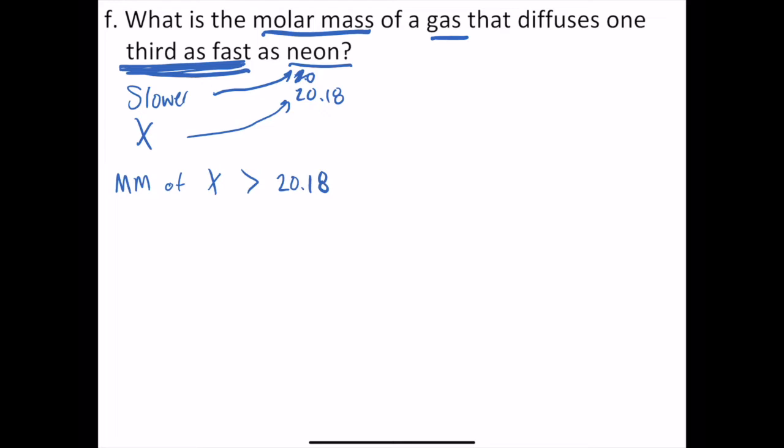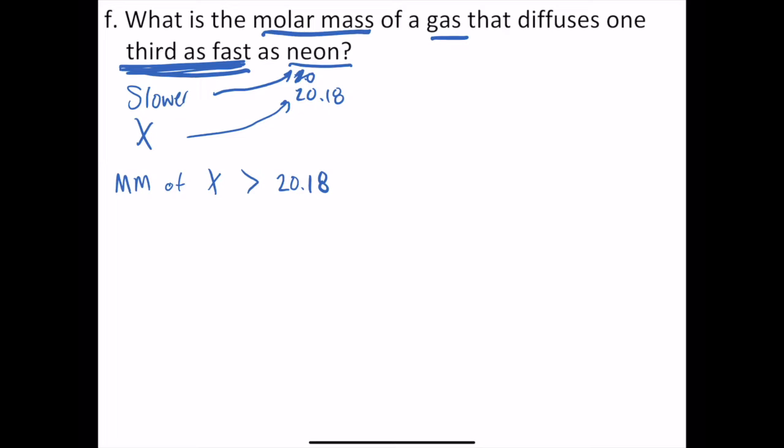Why? We know that it'll move slower if the molar mass is bigger. And 1/3 as fast means that it's slower. If it was 3 times faster, then that would be a smaller molecule. Okay, what is the molar mass of a gas? All right, so let's figure out what we're doing here.